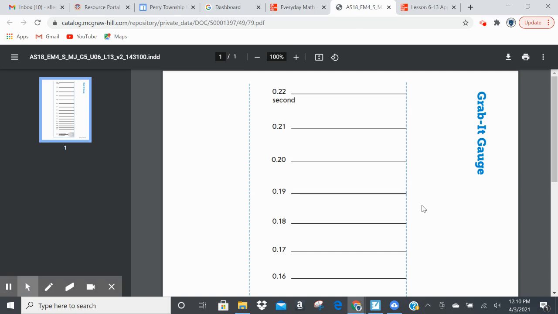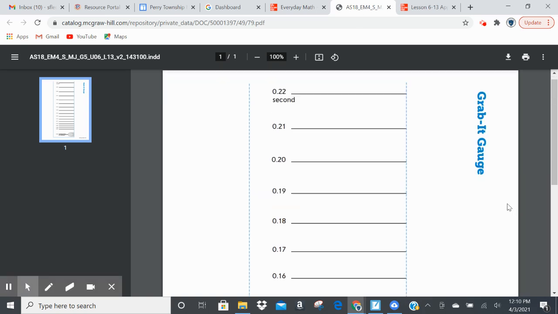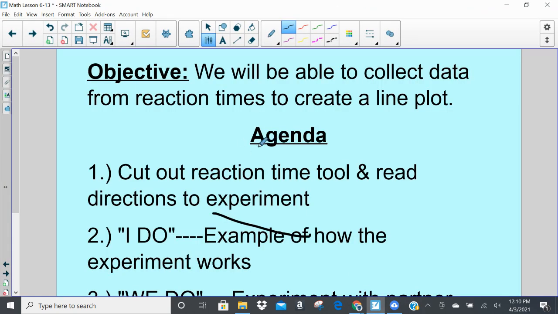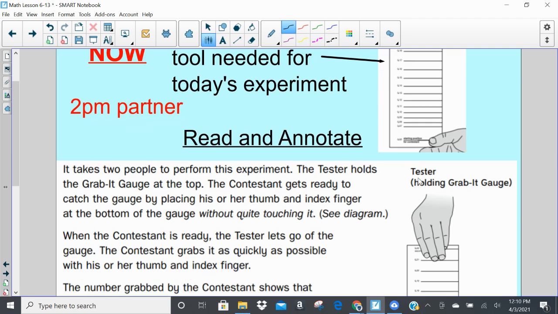In your math journal, it looks something like this. Okay, it's called the grab it gauge. So I want you to go ahead and find that in your math journal and cut that out for me, because that's what we're going to use today. Now that you've cut that out, let's read exactly what we're going to be doing.